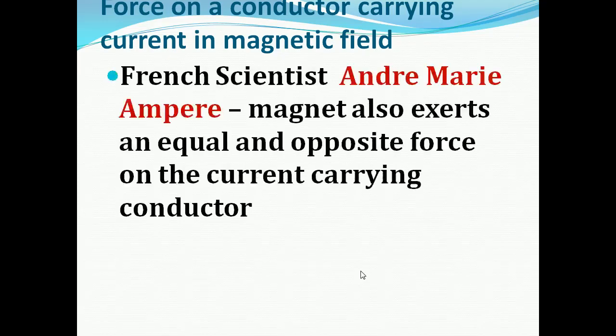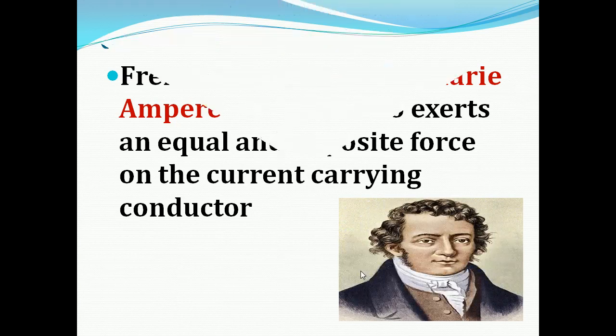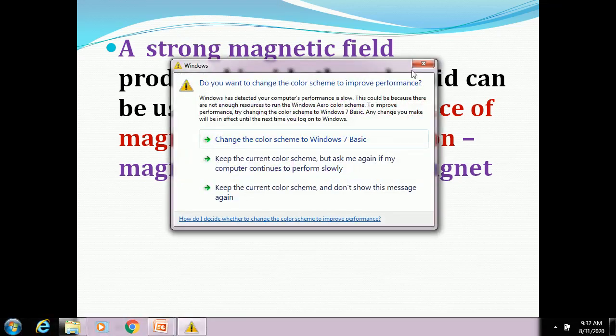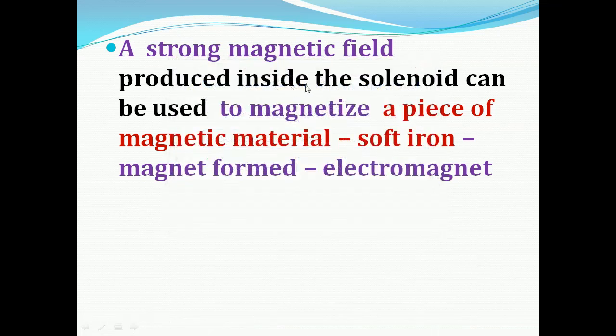Now we can see that a strong magnetic field will be produced inside the solenoid, which can be used to magnetize a piece of magnetic material made of soft iron. The magnet formed by this is called an electromagnet.